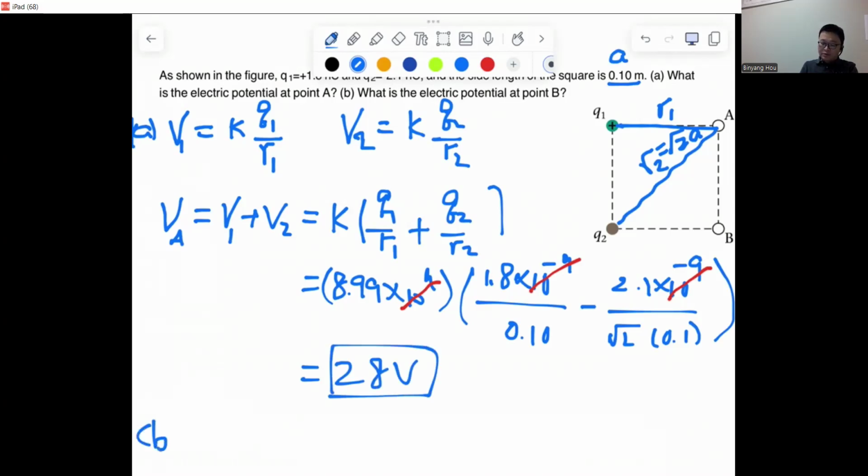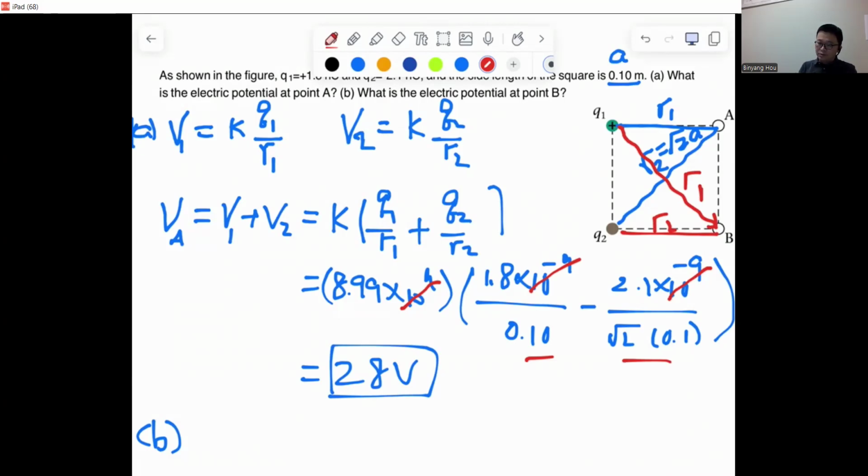Part B will be similar. You're just repeating, but this time you're looking at electric potential at B. So this now becomes your R1, and your R2 now is this guy. So you basically just flip these two, and then you'll find your potential at point B.